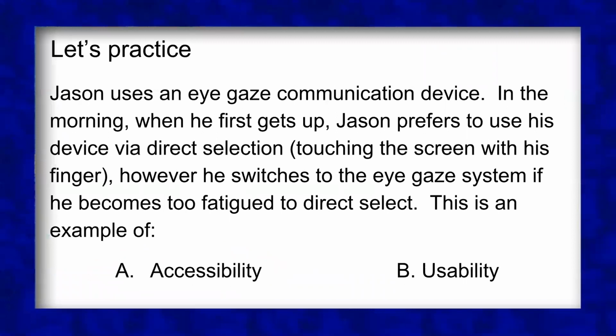Let's try another one. Jason uses an eye gaze communication device. In the morning when he first gets up, he prefers to use his device via direct selection, which means he touches the screen with his finger to select something. However, he switches to the eye gaze system if he becomes too fatigued to direct select. So this scenario is an example of which one, accessibility or usability?